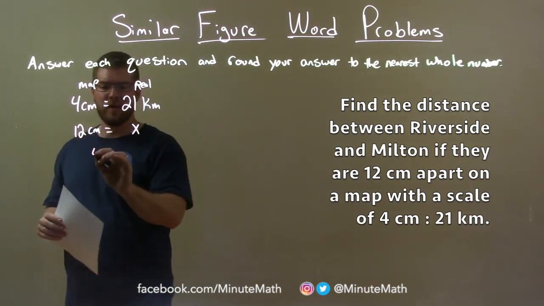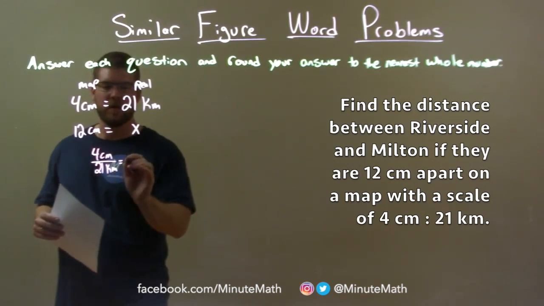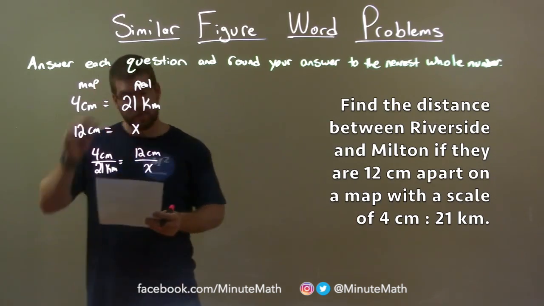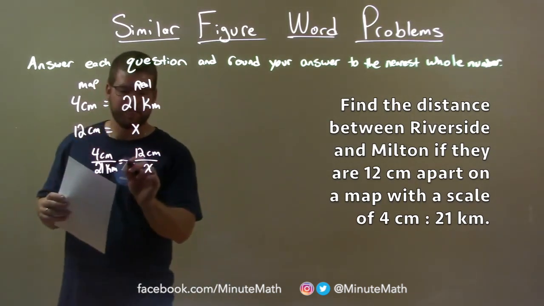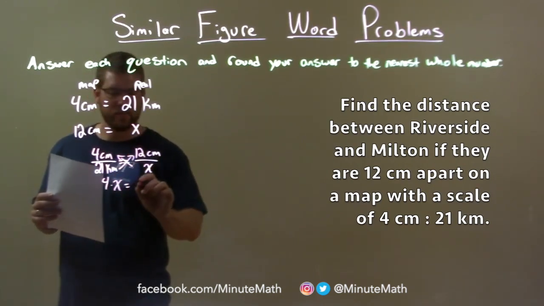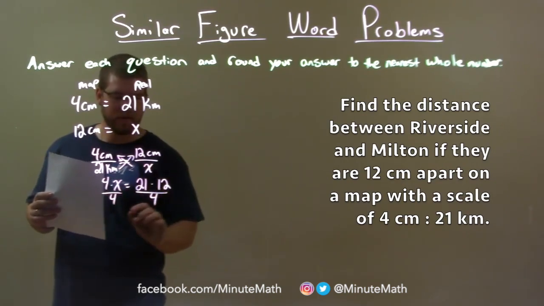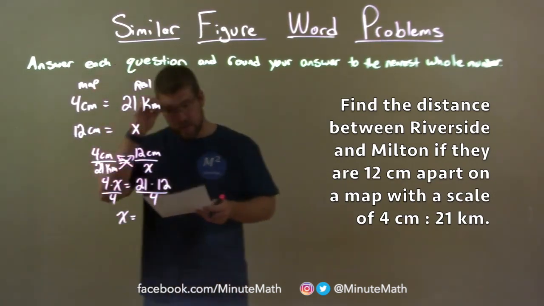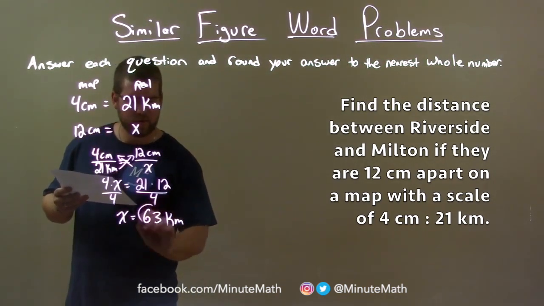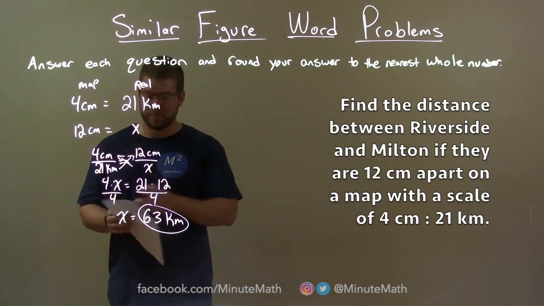With this information, we create a proportion. 4 centimeters to 21 kilometers, that's the scale, should equal 12 centimeters to our x value in kilometers. Now we solve for x. We cross multiply: 4 times x equals 21 times 12. We divide both sides by 4, which gives us x by itself, and 21 times 12 divided by 4 is 63, in kilometers. So the distance between Riverside and Milton is 63 kilometers.